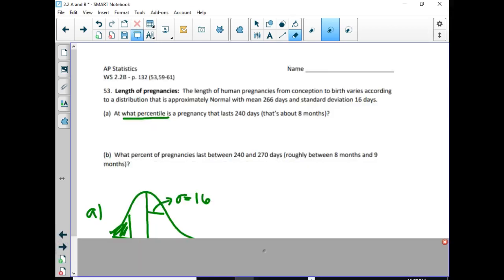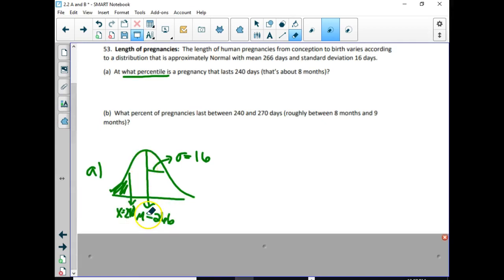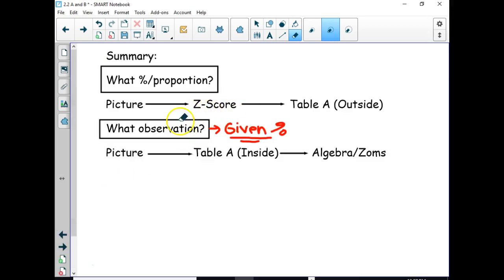So I'm going to draw my picture, and you can see I put it down here. I put my mean of 266 in the center, my standard deviation of 16 right here, and then the observation of 240, and finally I shaded. Okay, what percentile by definition is always less than? Okay, so I shaded to the left. Go back. Next thing, find a z-score.